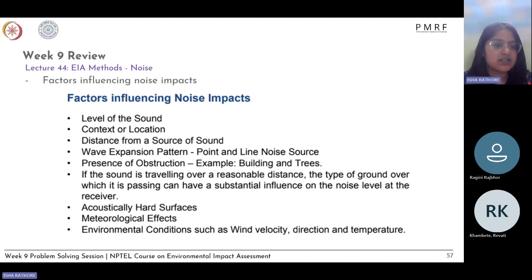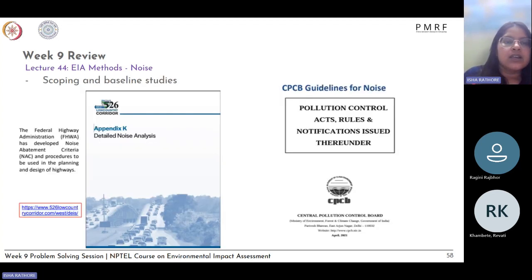If there are acoustically hard surfaces, which do not absorb sound but reflect the sound falling on them, that matters. Then meteorological effects, environmental conditions such as wind velocity, direction, and temperature. So these are all factors which influence noise impacts. Then we have certain guidelines around noise analysis. We have the Federal Highway Administration (FHWA) Noise Abatement Criteria (NAC), which gives procedures that can be used in planning, development, and design of highways. So this is one guideline. Then we also have the Central Pollution Control Board (CPCB) guidelines for noise.